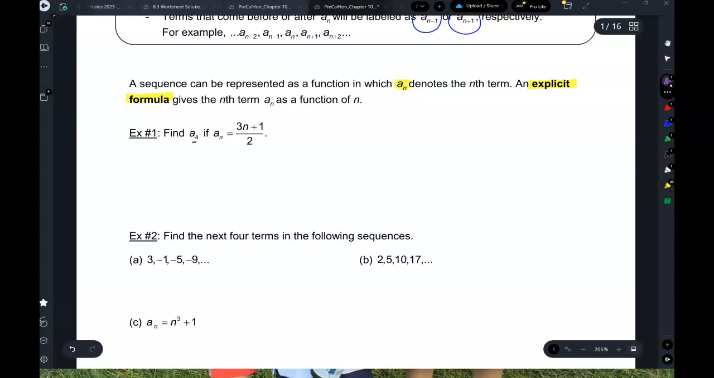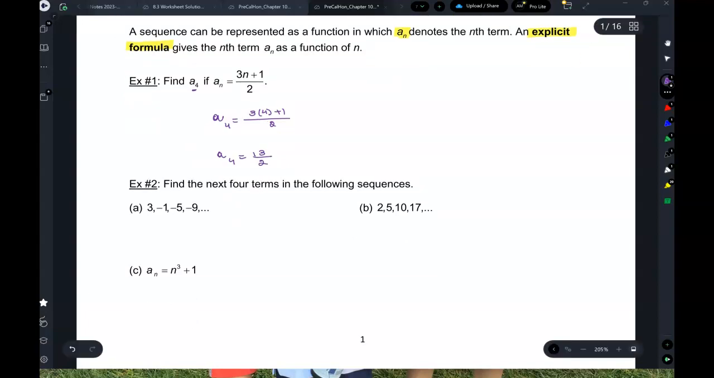But here, all we want is a sub 4, so we say, okay, a sub 4 is 3 times, this means n equals 4, plus 1, over 2. So a sub 4 is 13 over 2. Okay, the good thing about this is you can just jump to any term in the sequence. If you wanted to find the 254th term, you could do it in one shot. You don't have to count up to it.